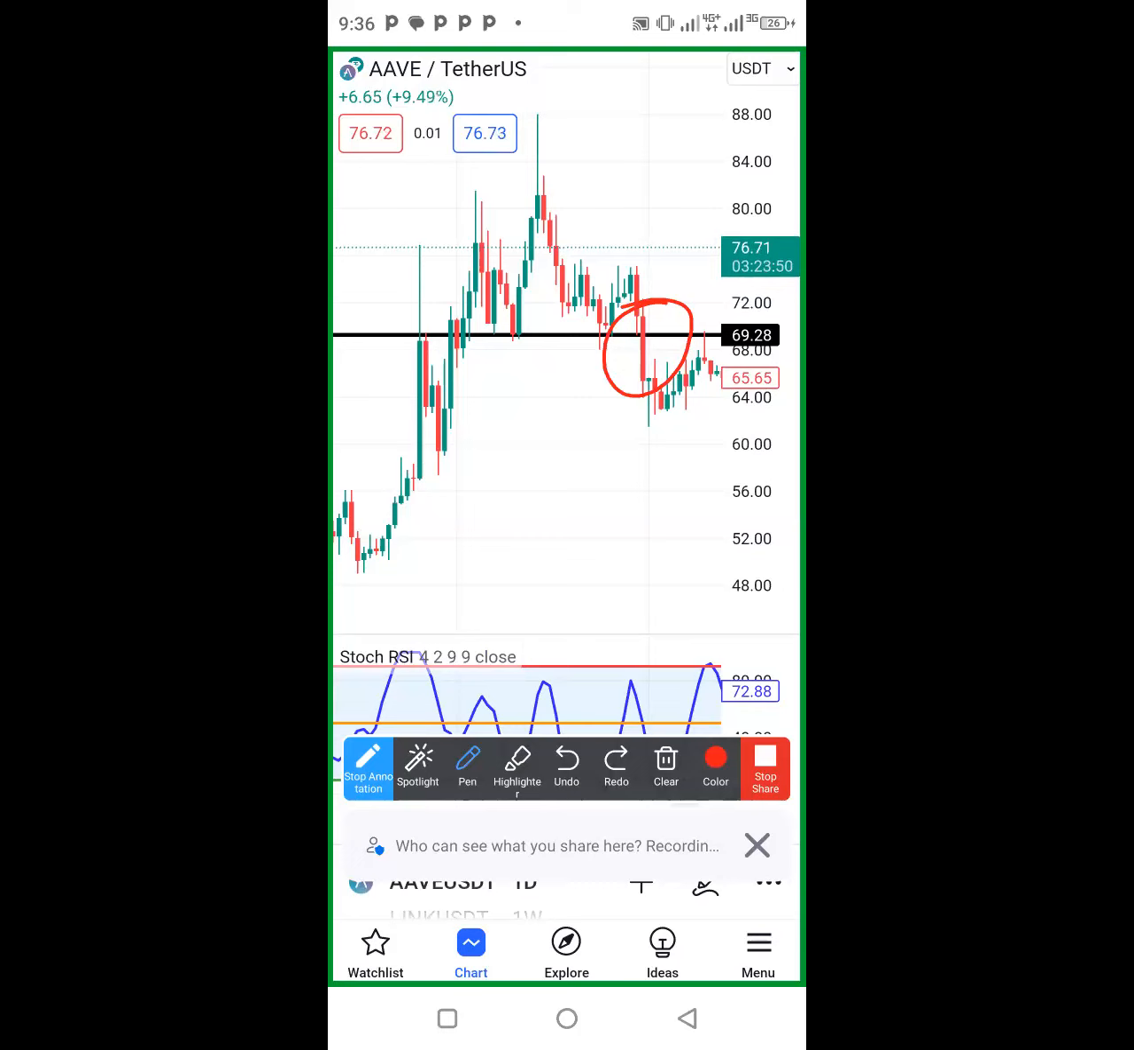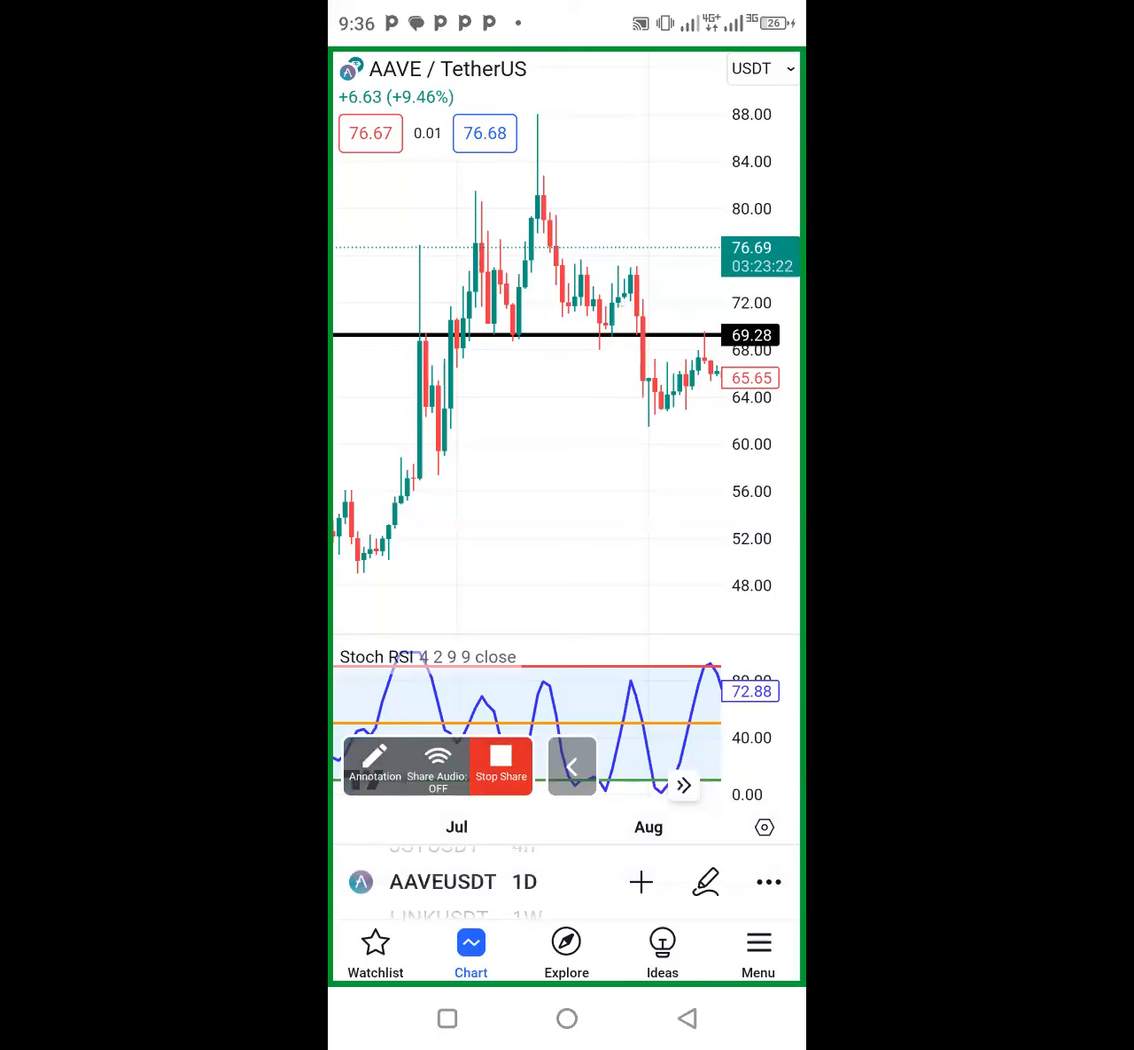If it's a downtrend going to an uptrend, it has to break the recent lower high. If it's an uptrend to a downtrend, it has to break the recent higher low. For downtrend to uptrend, a green candle closes above the recent lower high. For uptrend to downtrend, a red candle closes below the recent higher low. When you see that, it signifies a change in the trend.